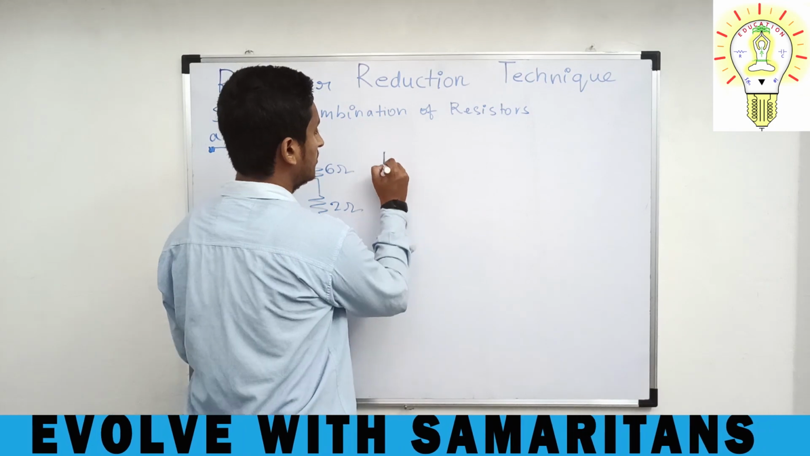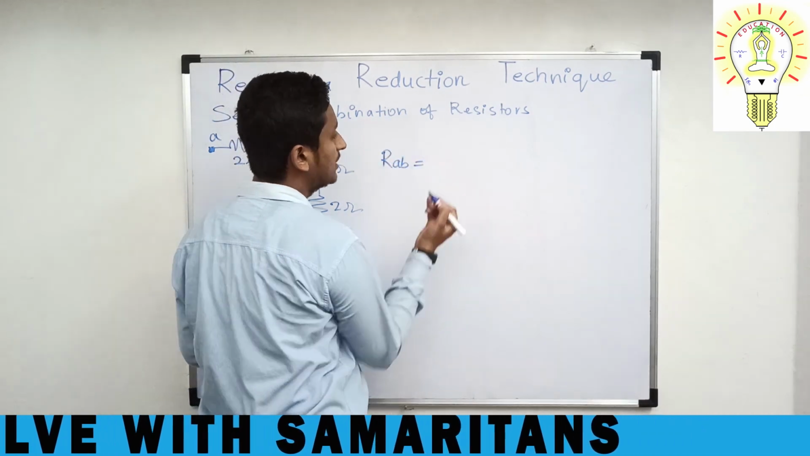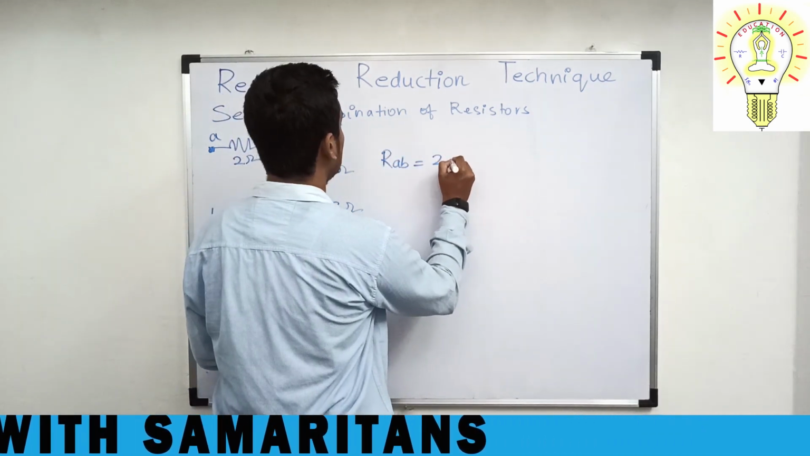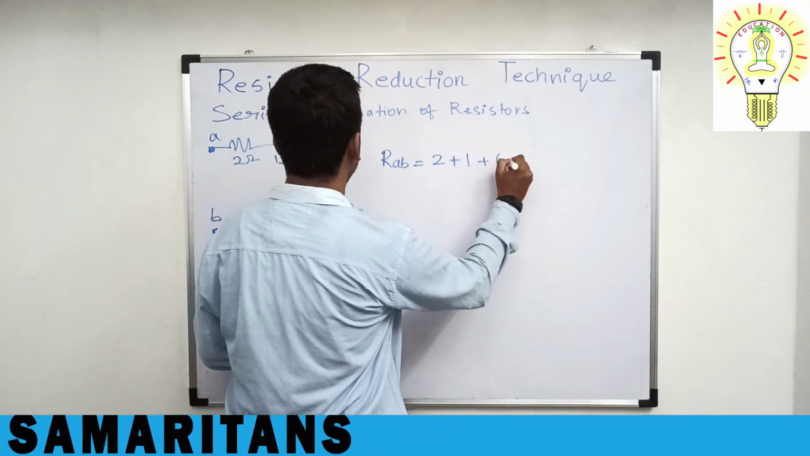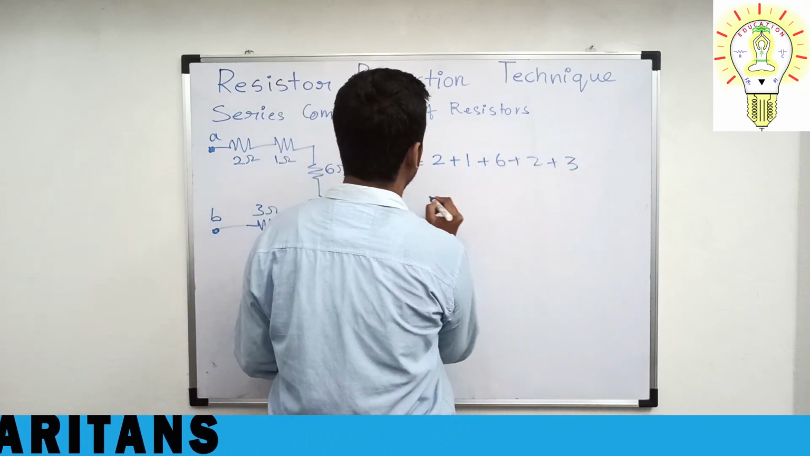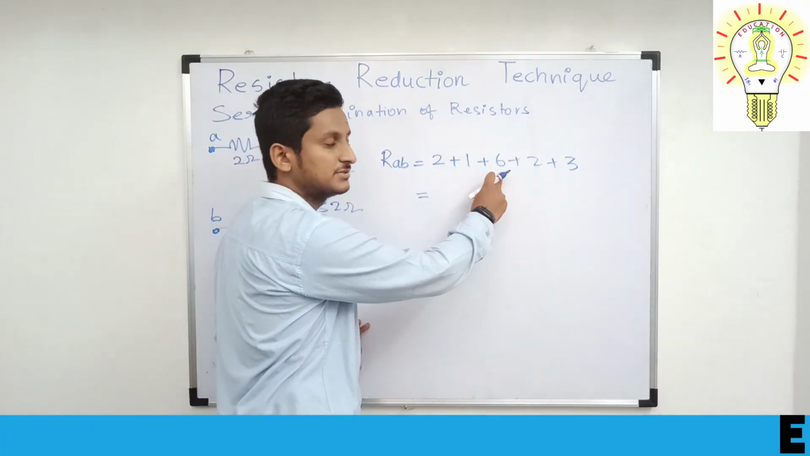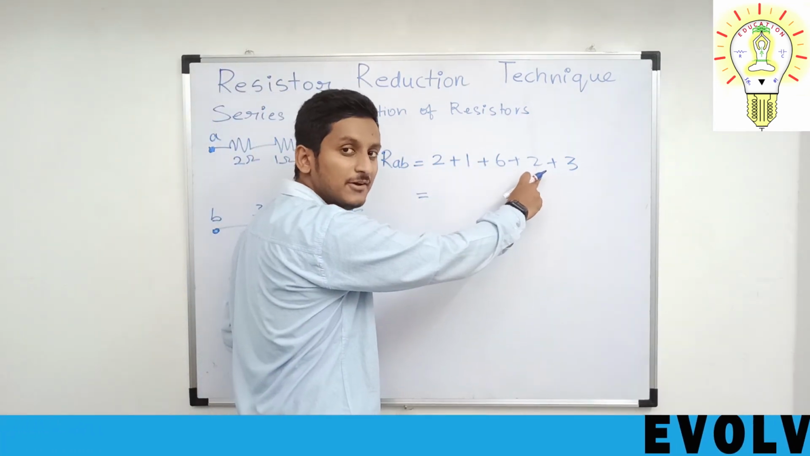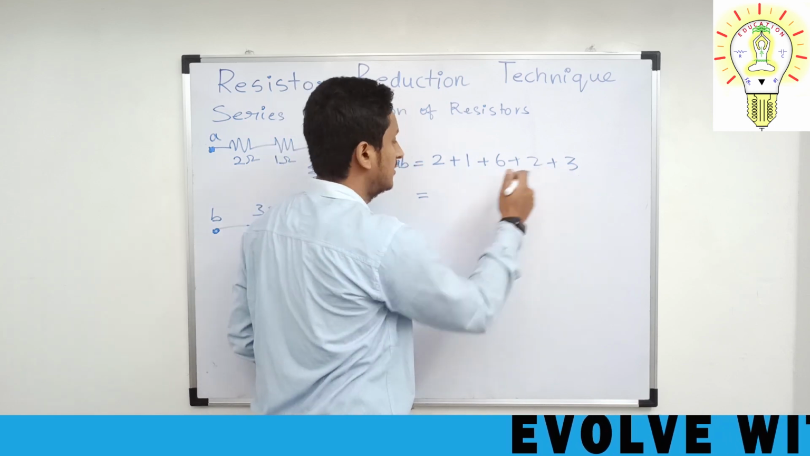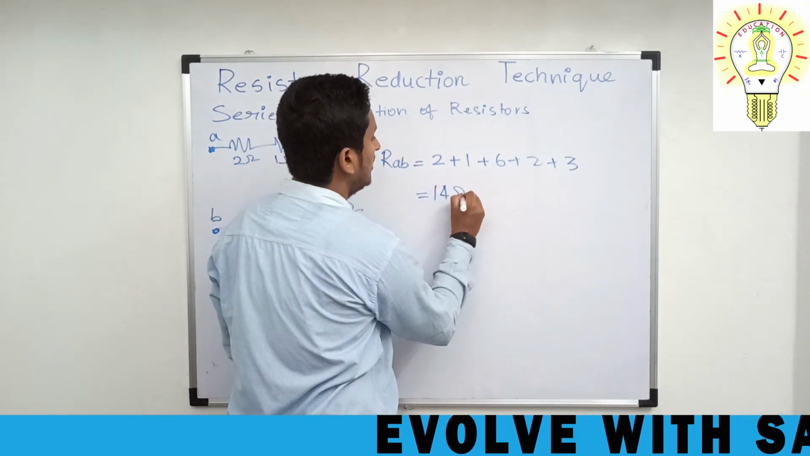You have to write down R_AB is equal to 2 plus 1 plus 6 plus 2 plus 3. So what is the value of that? 2 plus 1 is 3, 3 plus 6 is 9, plus 2 is 11, plus 3 is 14. So we have got 14 ohms.